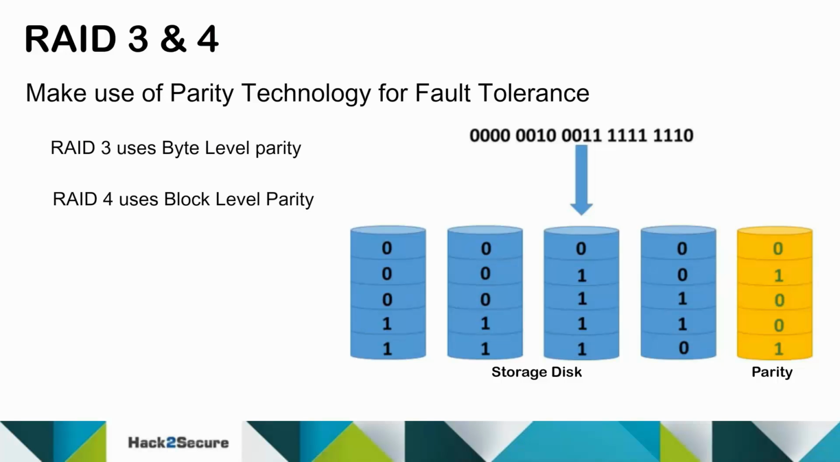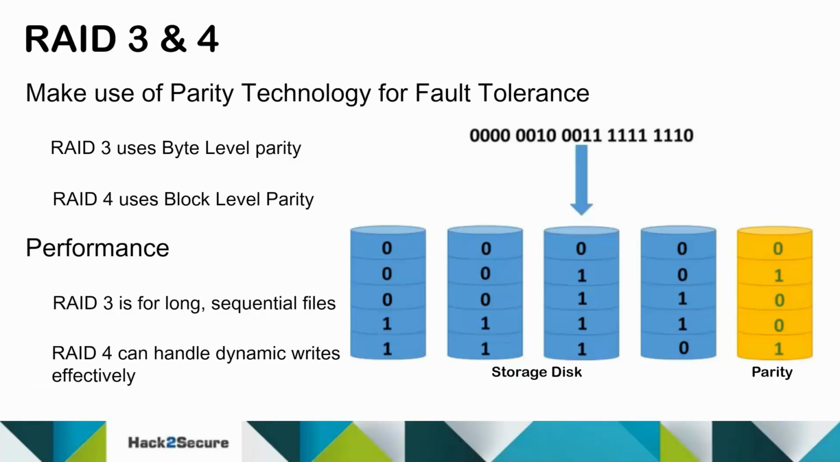The only difference between both RAID types is in terms of how the parity bit is used. RAID 3 uses byte level parity, while RAID 4 uses block level parity. From a performance point of view, both RAID types use data storage in striped format. However, RAID 3 is not recommended for intensive use of non-sequential file reads. It is often used for long sequential files like video files.